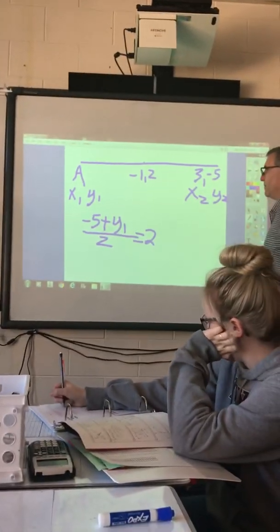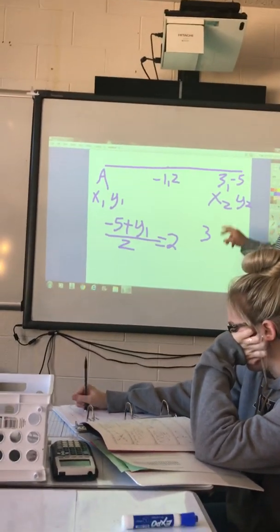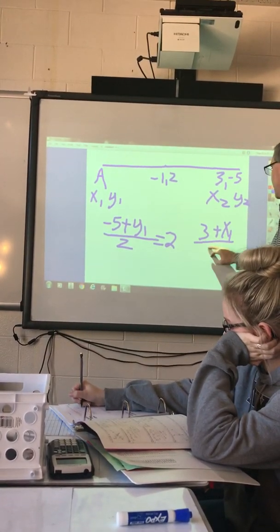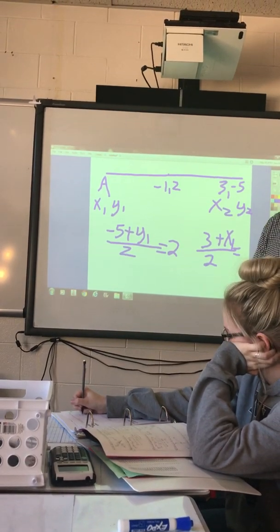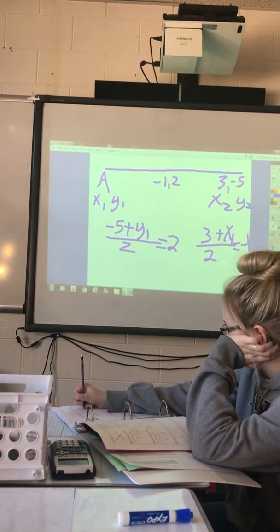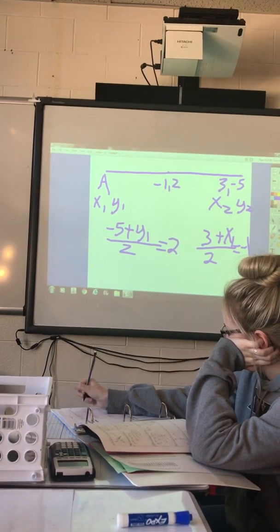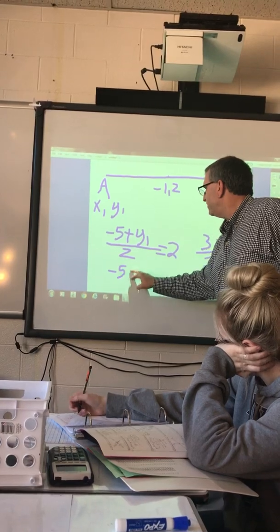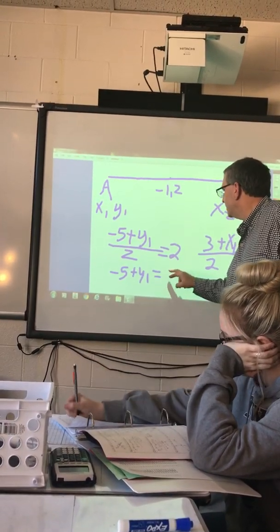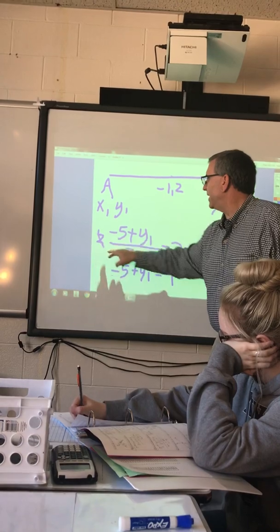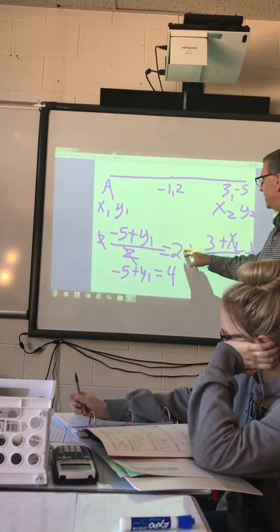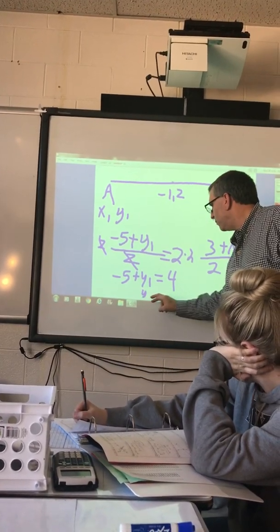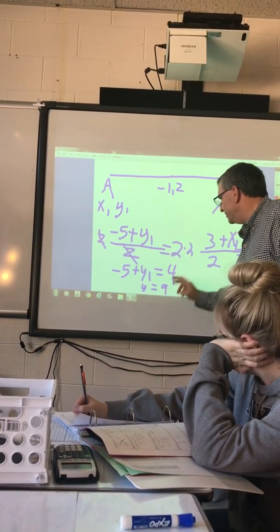Now we're going to do the same thing with x. I have 3 plus x1 divided by 2. What's the x portion? -1. So I multiply both sides by 2. -5 plus y1 equals 4 because I'm multiplying both sides by 2. Then I add 5. The y portion of this is 9.